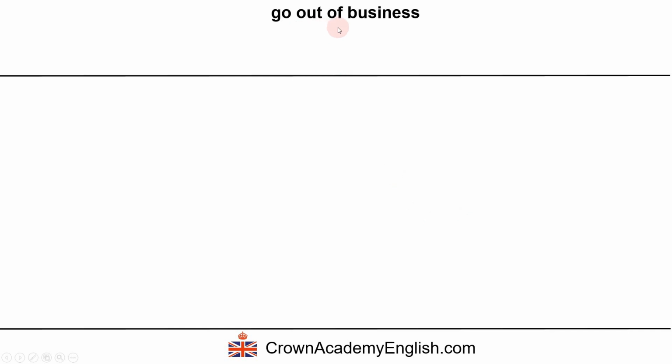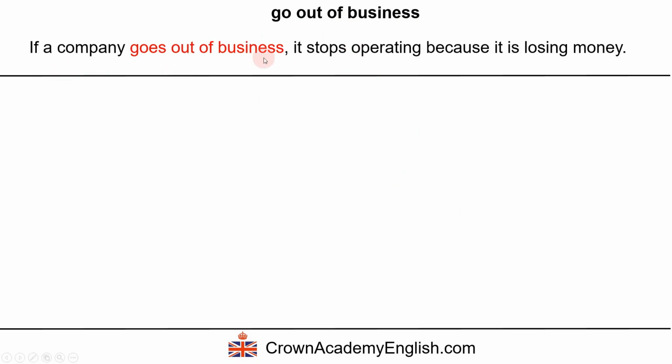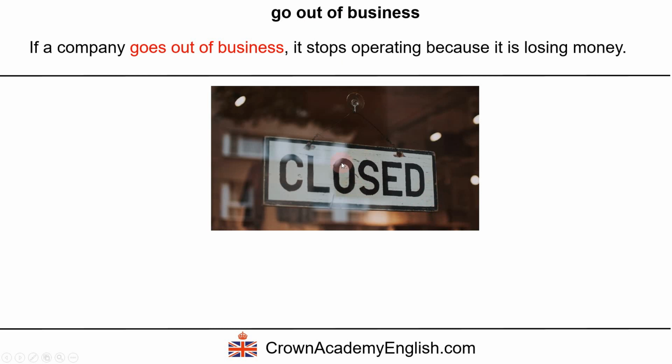And finally, go out of business. And unfortunately, with COVID-19, this happens a lot at the moment. So it means, well, if a company goes out of business, it means that the company stops operating because it is losing money. So it means that a company, unfortunately, closes permanently, forever, and it stops operating because it is making a loss. It is not making a profit, it is losing money. So the company stops. Go out of business. So let's have a look. So it means permanently closed.